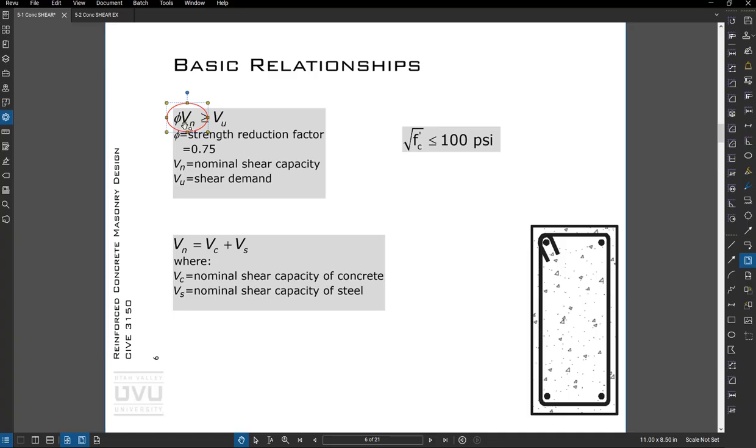So this nominal shear strength is a function of the concrete shear strength plus the steel shear strength. So we will calc both of those separately. And then there's a limit on the square root of the compressive strength. We need to keep it under 100 psi for these equations to hold valid.